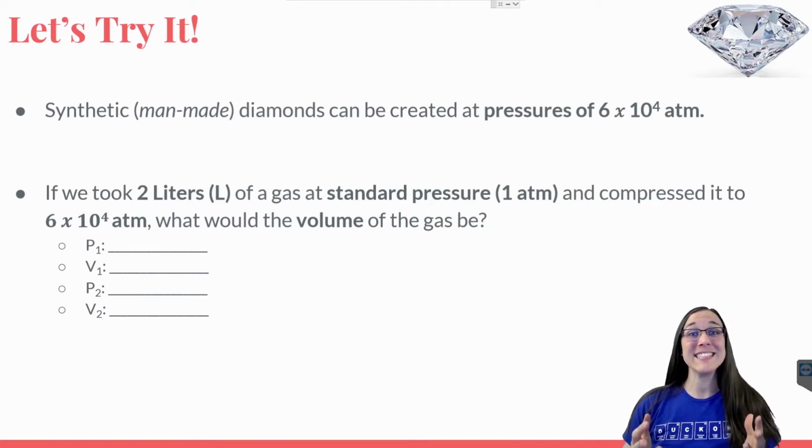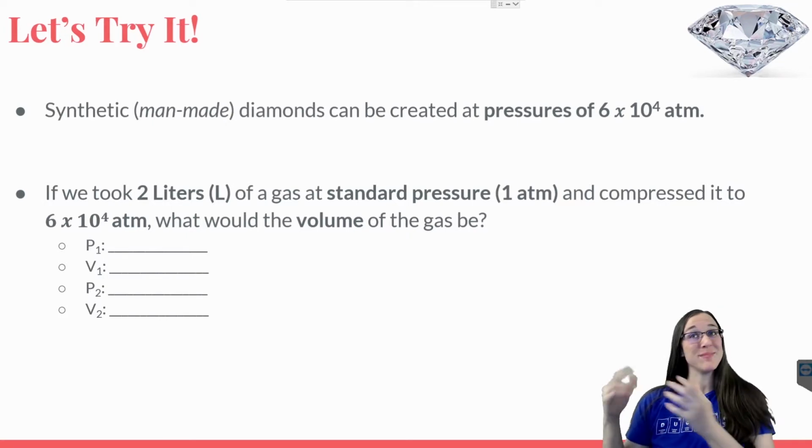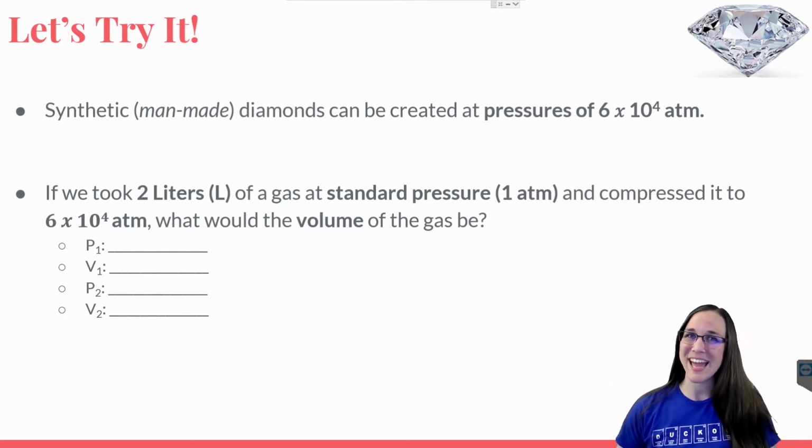Welcome to the flock. Let's dive into the concept of Boyle's and Charles' gas law by solving problems just like this one. Stick around to see how it's done.